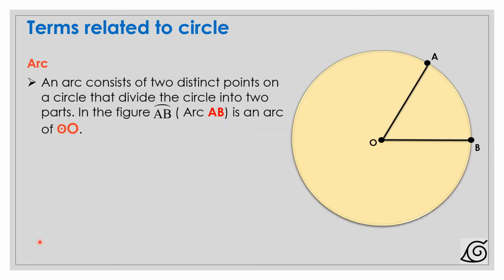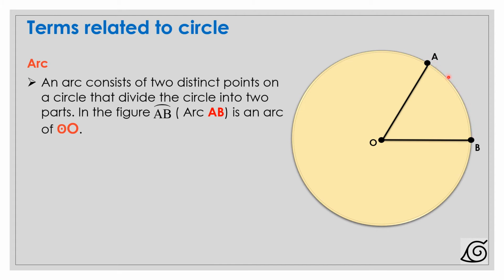Next, so aside from the secant line, tangent line, chord, radius, and diameter, we have also some related terms to circles as well, namely the arc. Arc, in principle, an arc consists of two distinct points on a circle that divides the circle into two parts. So, in the figure here, kung makikita niyo po, we have arc AB. So, binabasa po itong symbol na ito as arc, and AB is an arc of circle O. Ito po yung arc AB, yung na-project po niya. Points on the circle.